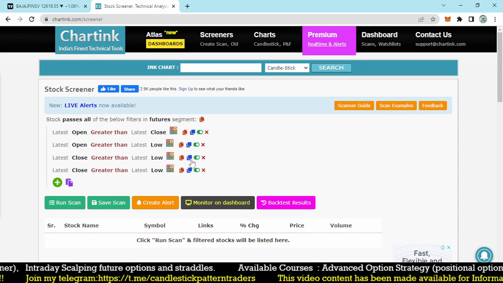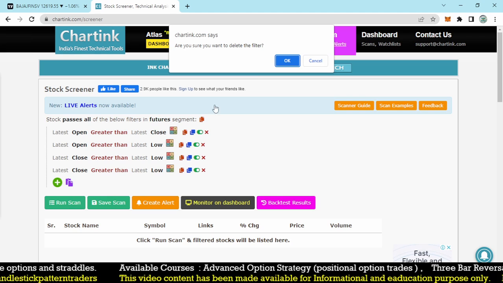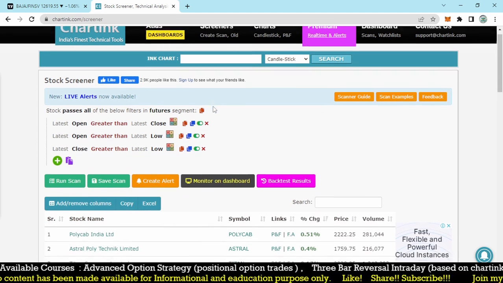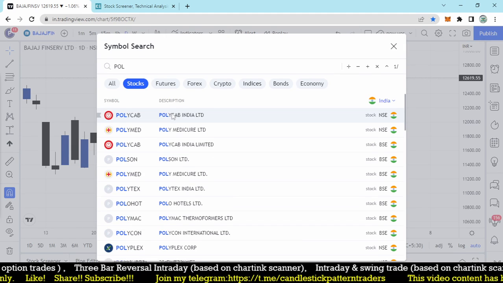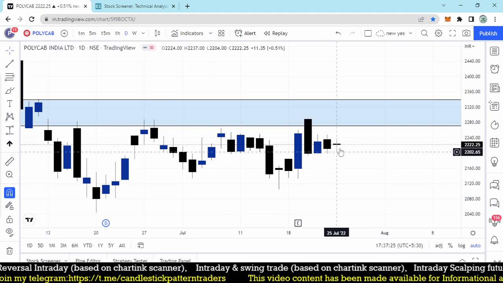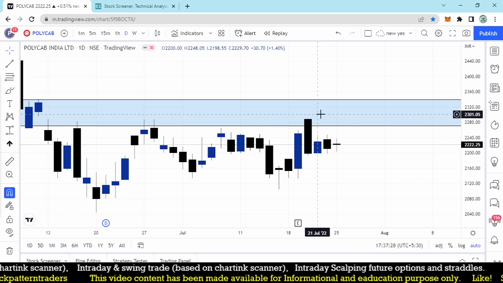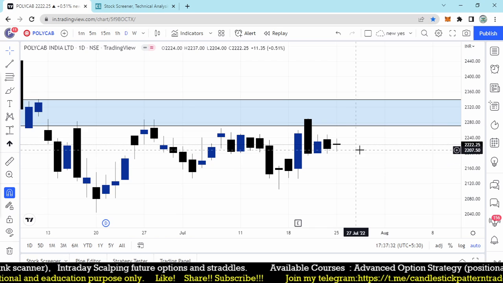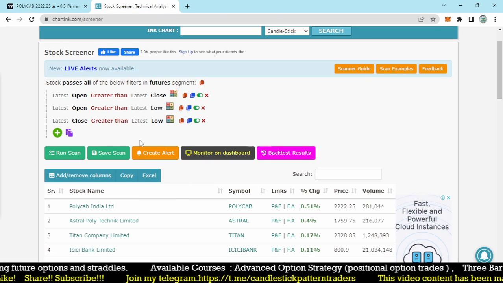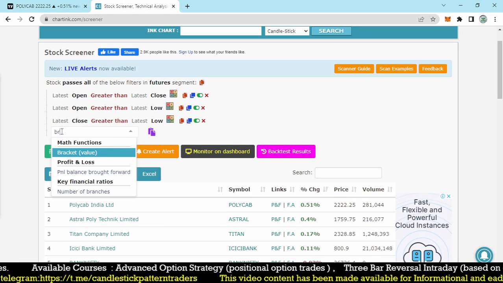And still you got clear. Let's see. Those are doji-like candles. It is an inside bar, and also harami, homing pigeon. So a lot of candlestick scanners are available here, and we have to do something big.